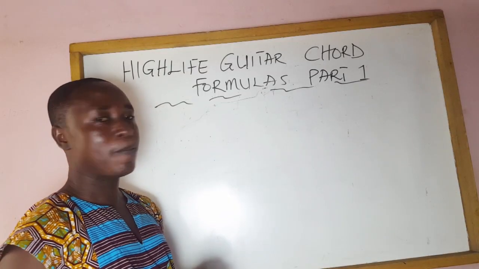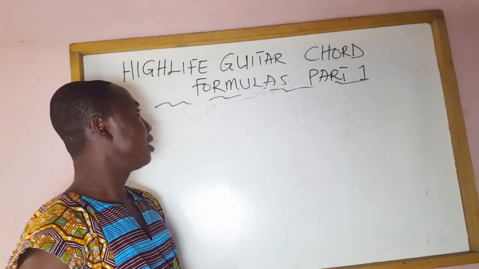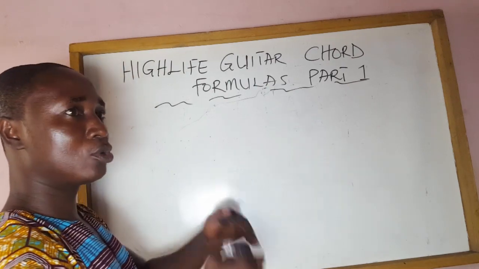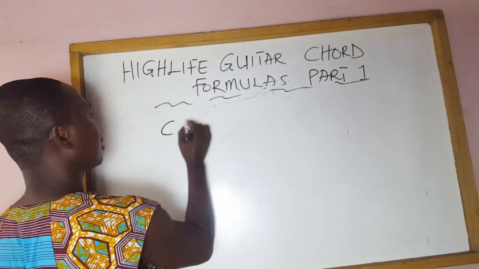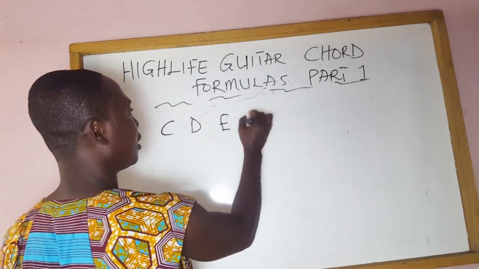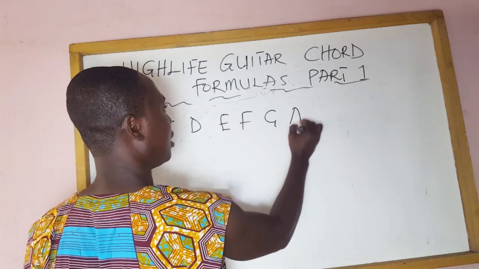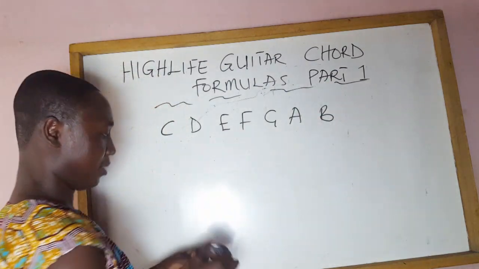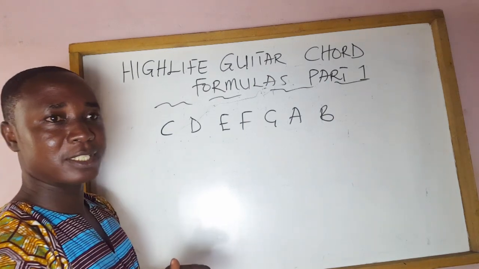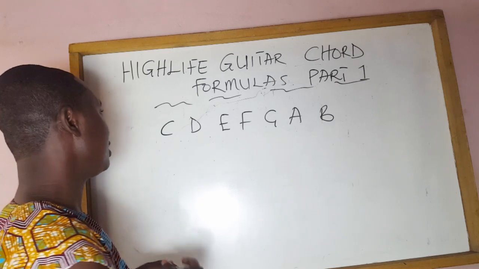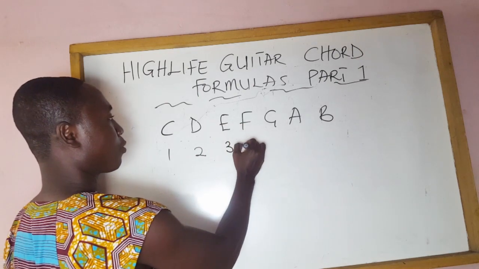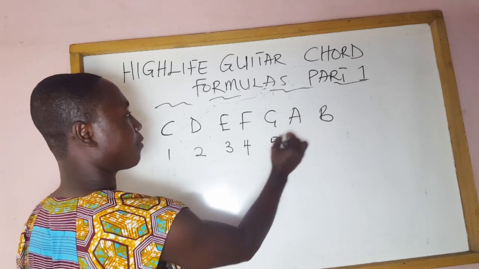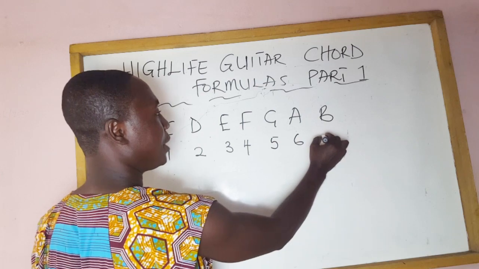So let's begin with the lesson. We are going to look at the C major scale, and use it to form the formulas. The C major scale has C, D, E, F, G, A, B. Mathematically, let's use a numerical representation. We have C as 1, D 2, E 3, F 4, G 5, A 6, and then B 7.